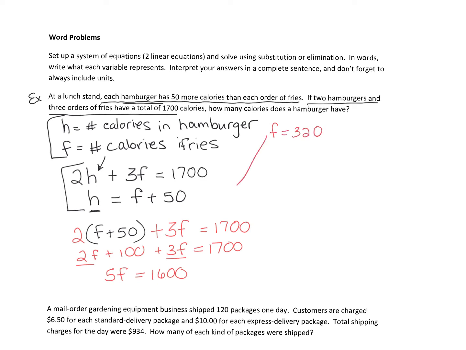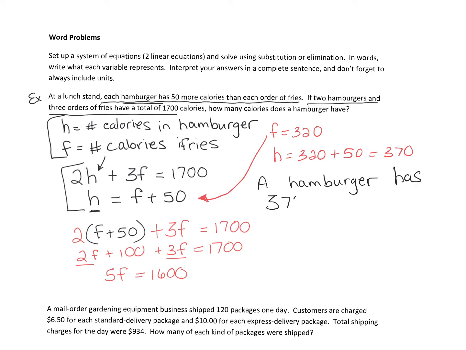At this point, we can plug our F value into one of these 2 equations. I'm going to use the bottom one. H equals 320 plus 50, or 370. So now we can answer our question in a full sentence and say, a hamburger has 370 calories. I could say something about the fries, but my question really was, how many calories does a hamburger have?